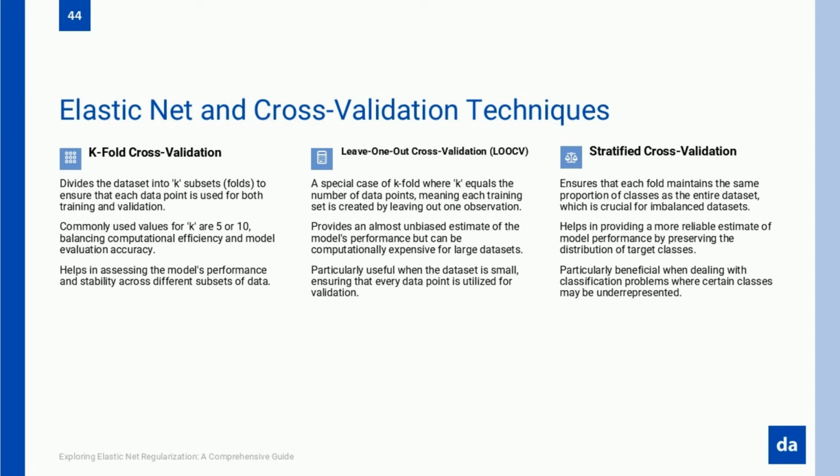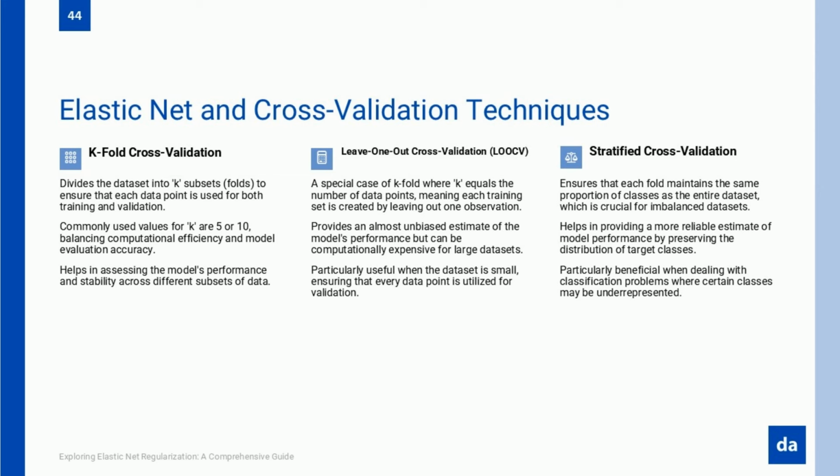For smaller datasets, leave-one-out cross-validation, LOOCV, is an alternative approach. Instead of splitting the data into k folds, LOOCV trains the model on all but one observation and tests it on the excluded data point. This process repeats for every data point, ensuring the model is tested on all available data. While LOOCV provides a very precise validation, it can be computationally expensive, especially when working with large datasets.